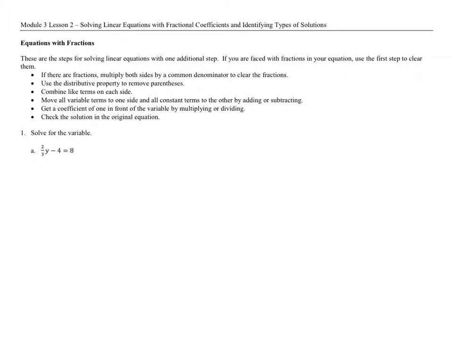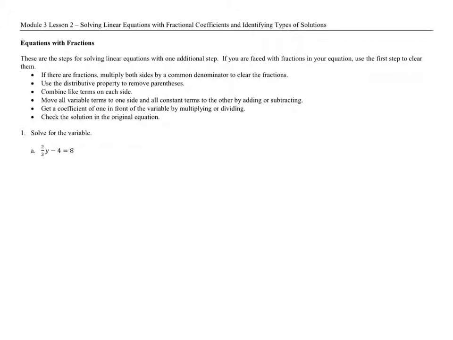For lesson 2 of module 3, we're going to solve linear equations again, but this time it's going to have fractions in front of the variables, or fractional coefficients. And we're also going to talk about when a linear equation either has no solution or infinitely many solutions. Okay, so here we go.